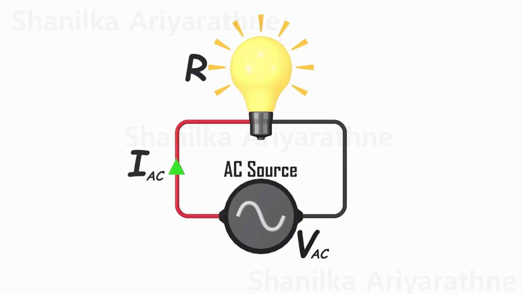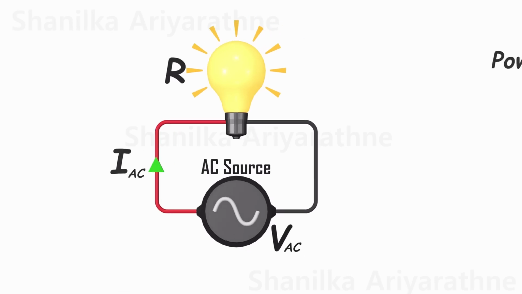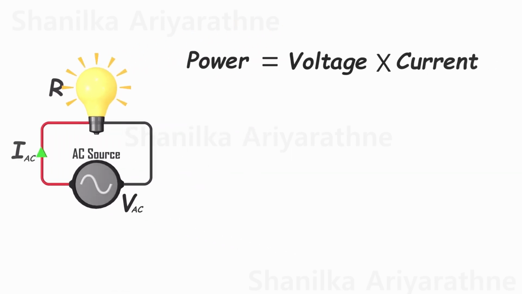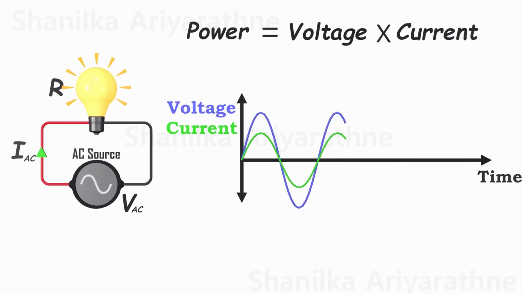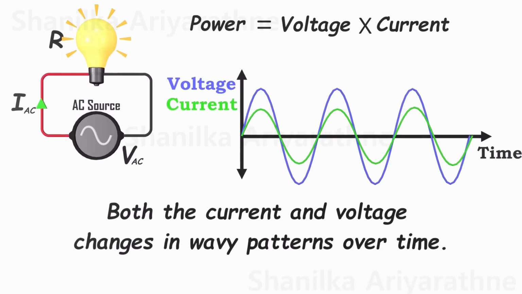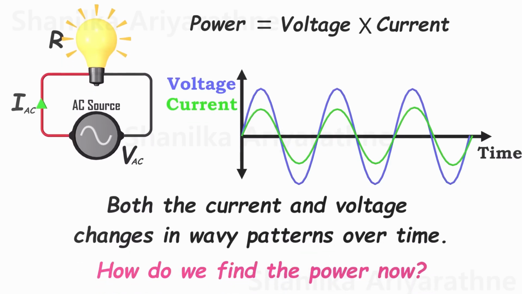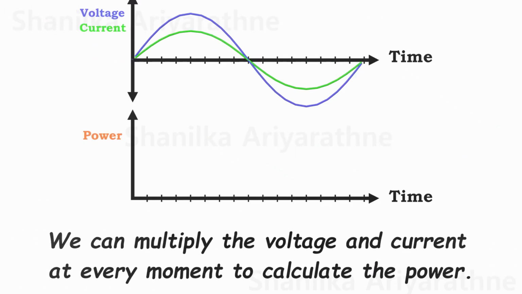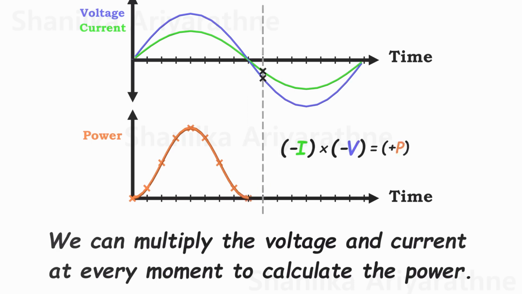Now, imagine a circuit using alternating current. Typically, we determine power by multiplying the voltage and current. But here's the twist. Both the current and voltage change in wavy patterns over time. So, how do we find the power now? We can multiply the voltage and current at every moment, creating a graph of the power. This power graph also oscillates in waves. Keep in mind, even if the voltage or current goes negative, the power is always positive.